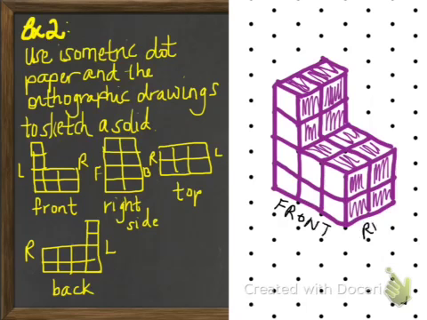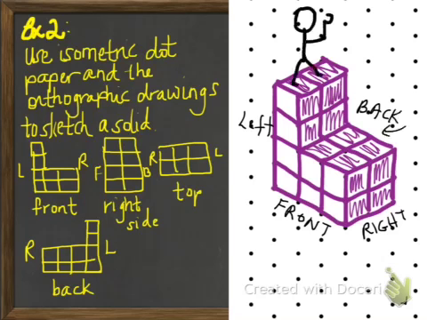So you see this is the front view, this is the right side view, this is the left side view, and this is the back view. And this is just a little guy that I drew. But anyway, you need to be able to do the orthographic drawings. Remember, the orthographic drawings are these drawings, and this is the isometric drawing.